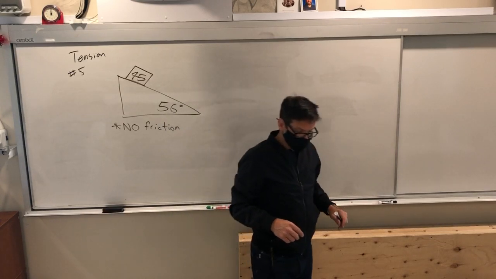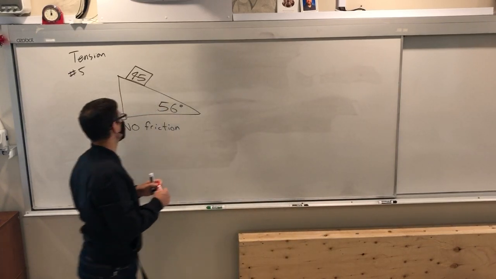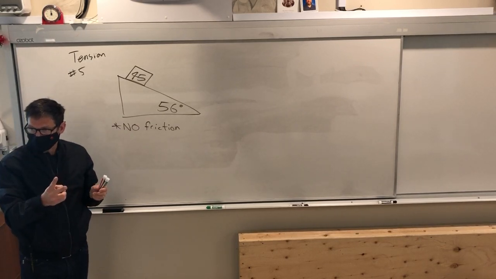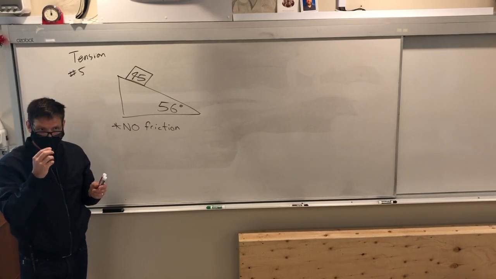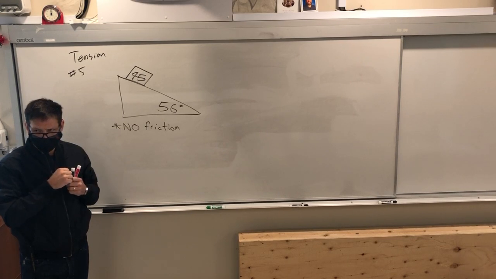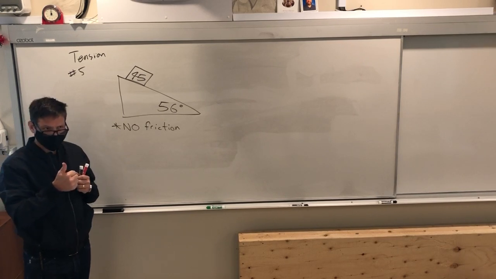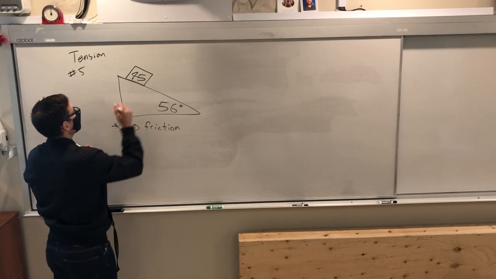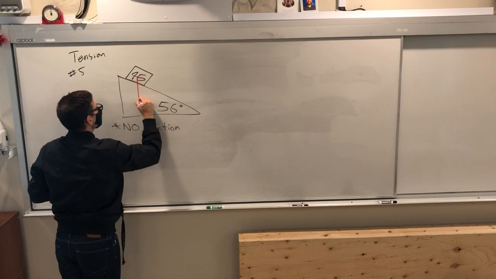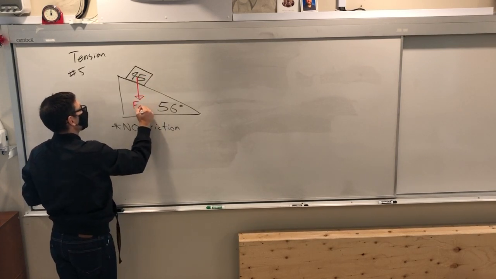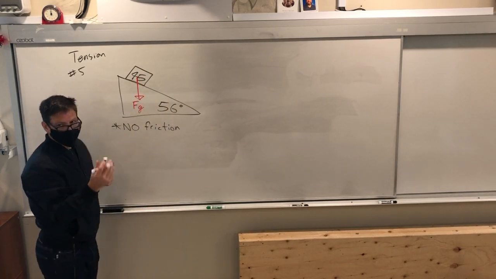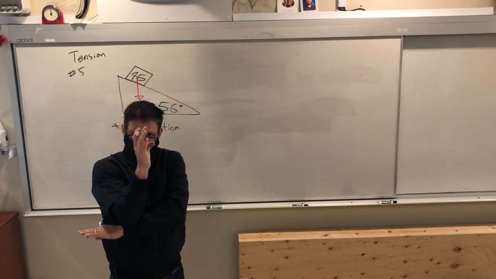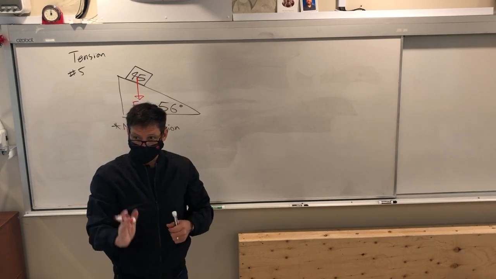Okay, so the trick here is to understand that there are two forces involved. What are the two forces? There's gravity and normal force. Very good. So we have Fg pulling straight down. And the normal force, what normal actually means is perpendicular. So that doesn't always mean straight up.